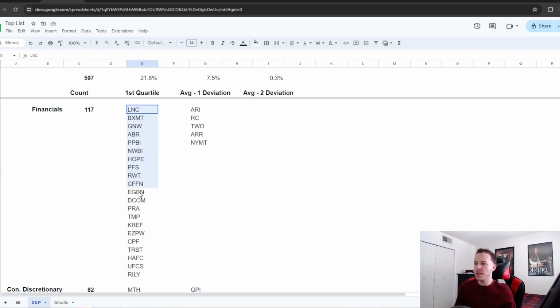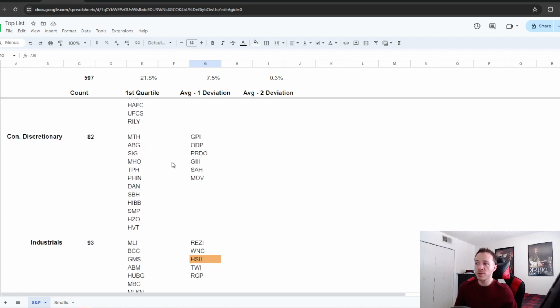Either way, in the financial sector, first and foremost, we had 117 companies total in the sample, and we have 26 companies in total that made it under the first quartile, while we have only 5 companies that made it under the first deviation. 0 that make it under the second deviation. What you'll see is for most sectors, honestly, there's not very many companies that fall under this category.